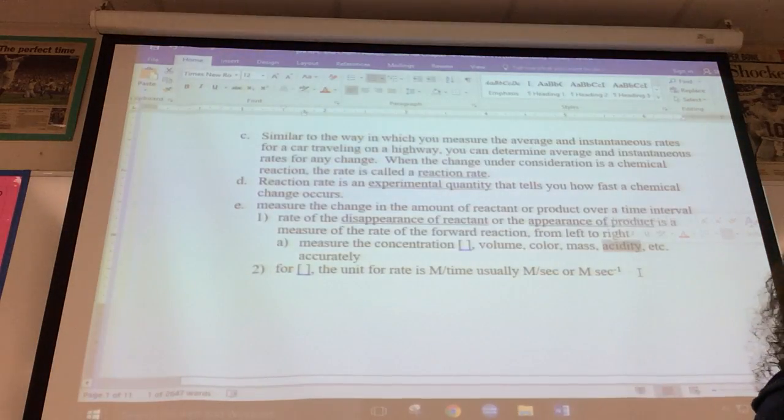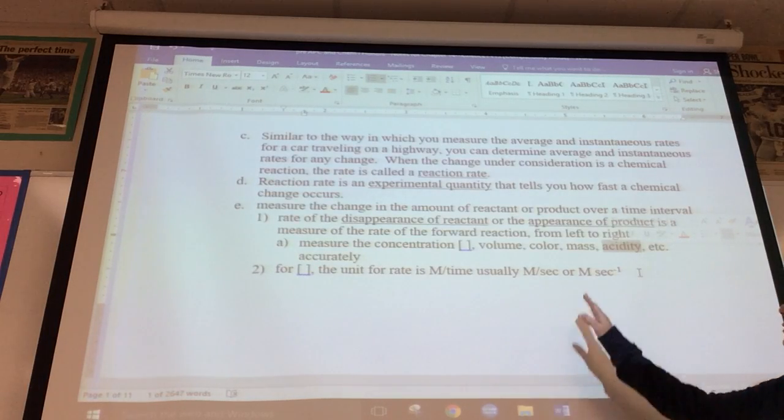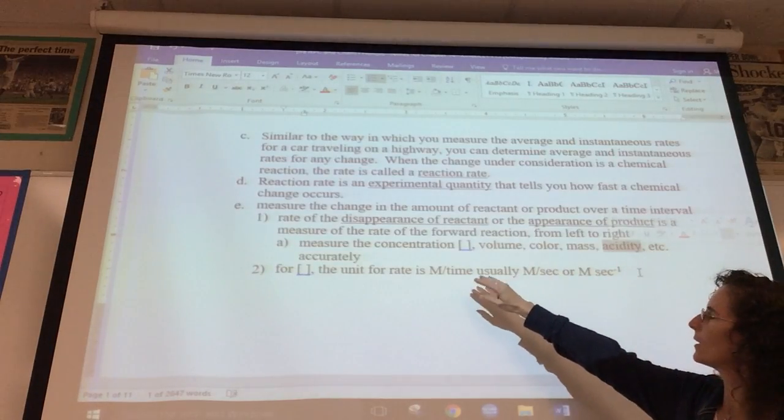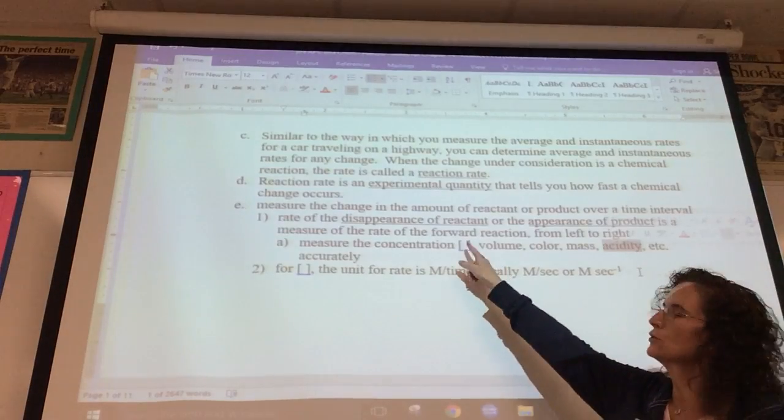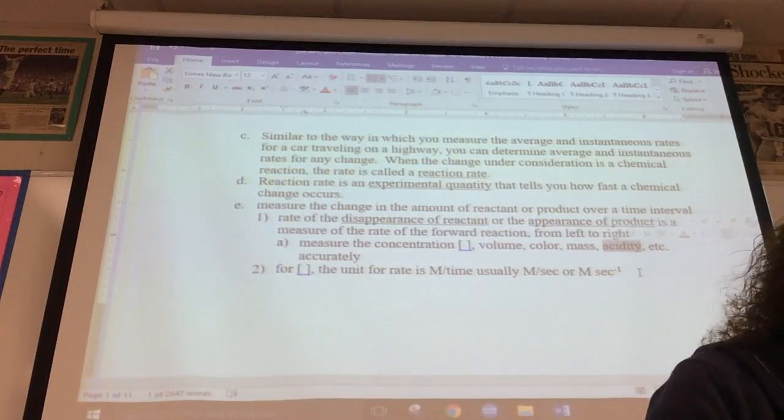For example, if you generate proton, your acidity will decrease. If you generate hydroxide ion, your acidity, let me rephrase that. As you generate proton, you get more acidic. As you generate hydroxide ion, you get more basic. So these are all things we can look at, but primarily we look at concentration. And concentration is represented with a bracket.